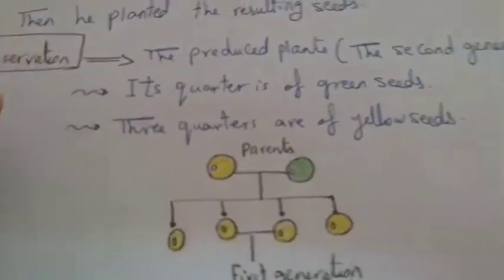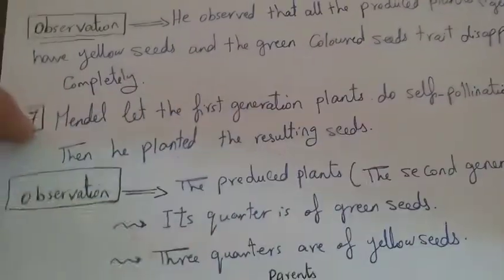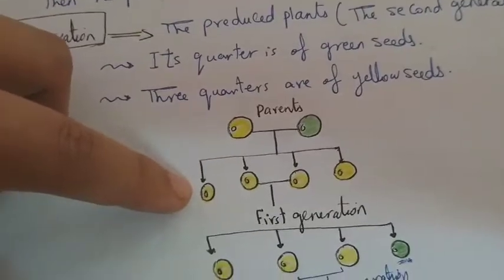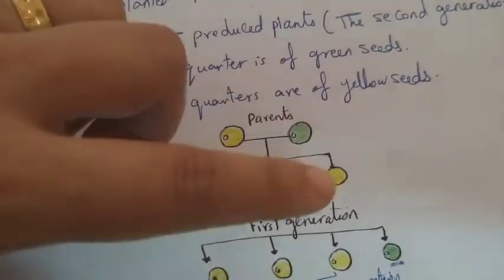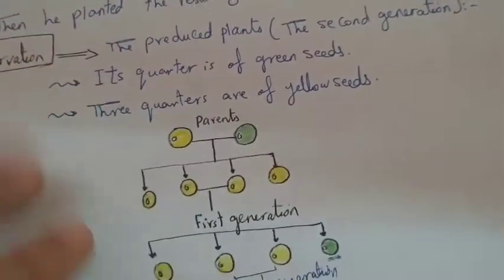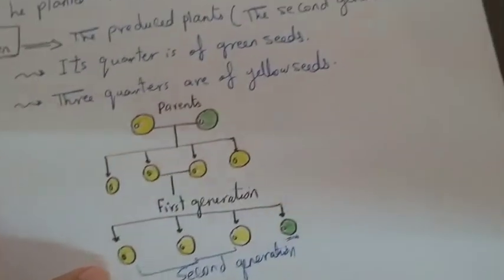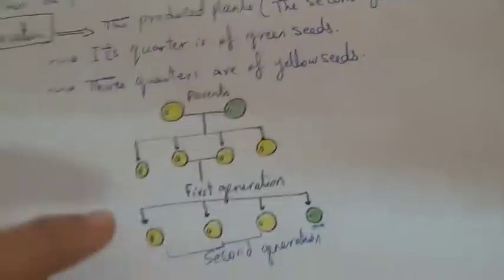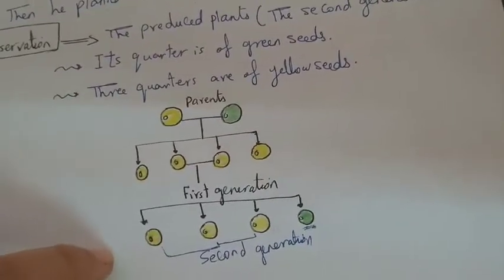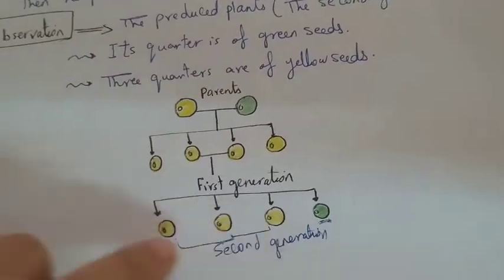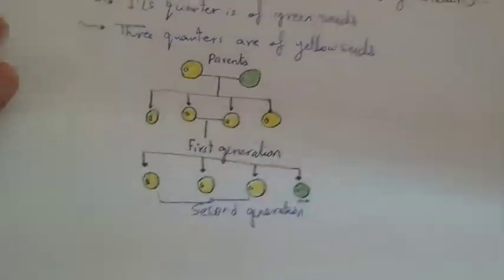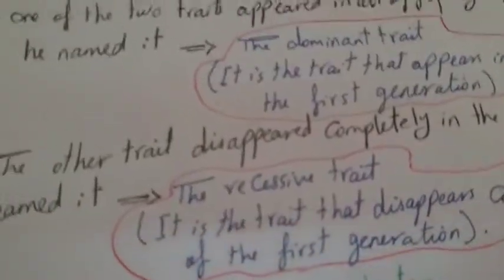He found finally that in the first generation the produced plant's color was yellow and the green color disappeared, and in the second generation the green color appears. A quarter of the seeds are green and 3/4 are yellow. He did this experiment on all the 7 traits of the pea plant.